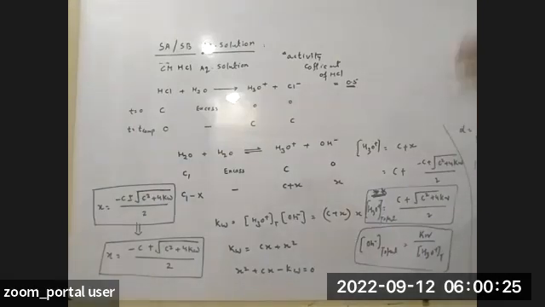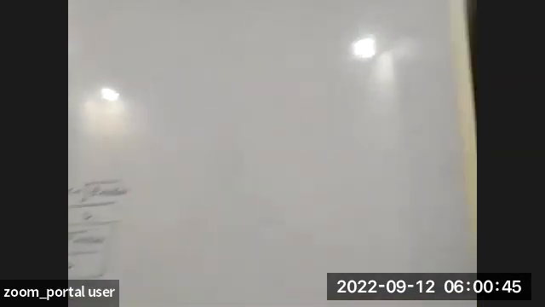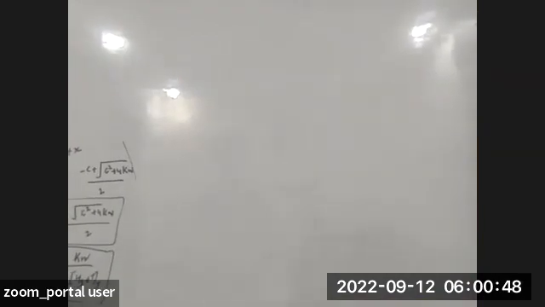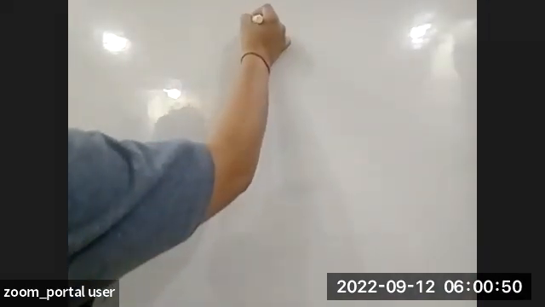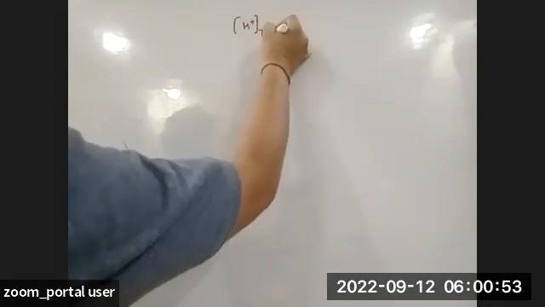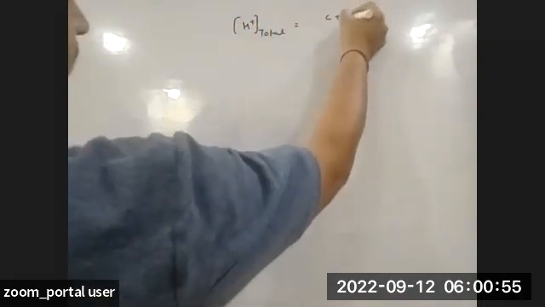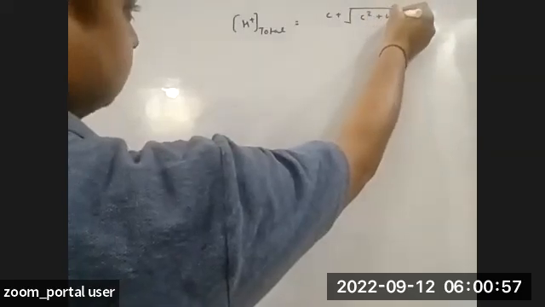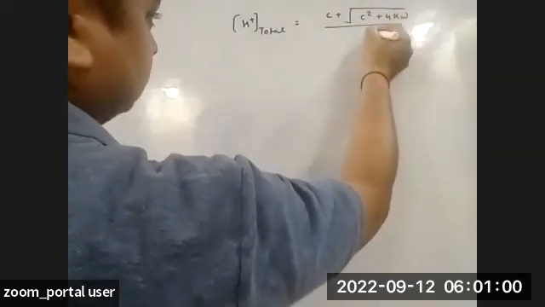You can ask me any problem in which the final solution has one strong electrolyte in water or in any other solvent. H plus total will be equal to C plus root C square plus 4 Kw by 2.